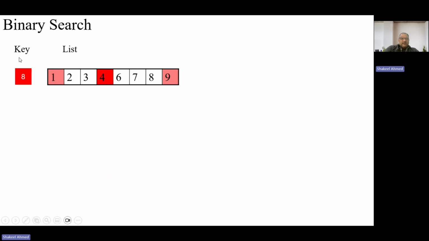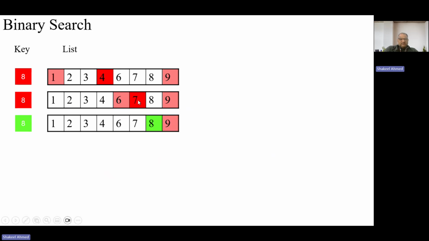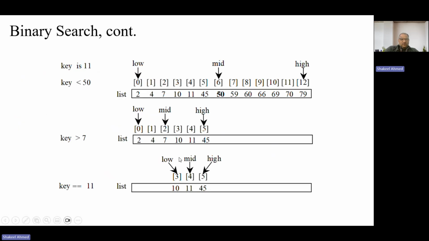Say for example, we have the list 1, 2, 3, 4, 6, 7, 8, 9, and we are looking for key 8. It will divide the list and check if it is in the first half. If it is not, it means it can be on the other side of the list. So it has to be on the other side, and it will take you directly to that.